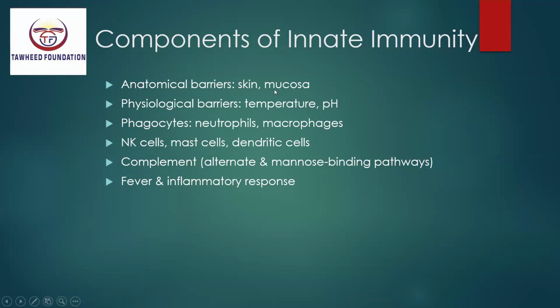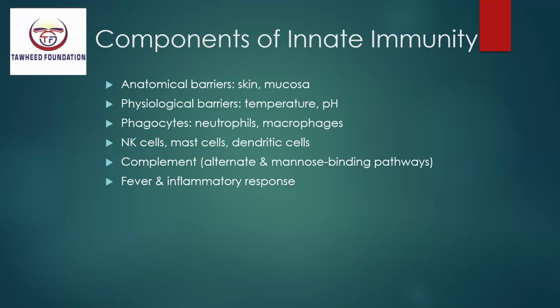Anatomical barriers such as skin and mucosal surfaces have a spectrum of antimicrobial activities. Physiological barriers that contribute to innate immunity are body temperature, pH, and various soluble secretory products of mucosa. Phagocytes such as neutrophils and macrophages, including monocytes, are the main components of innate immunity. They are rapidly recruited to the infection site.